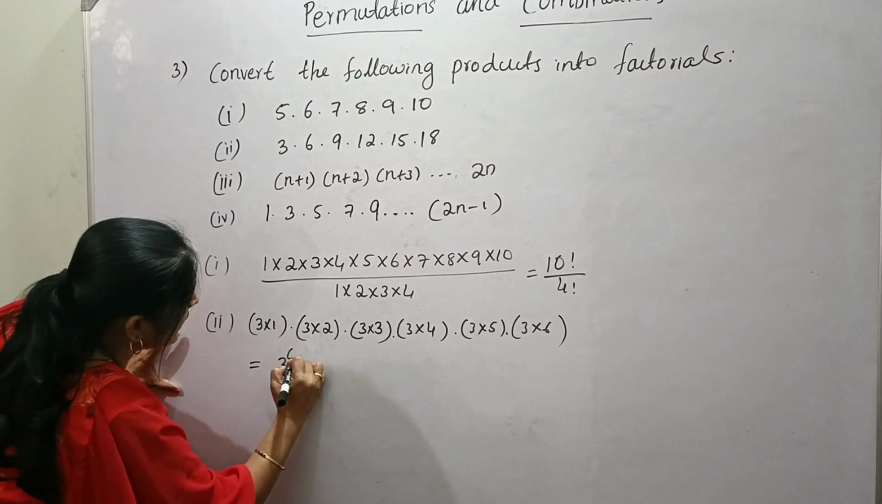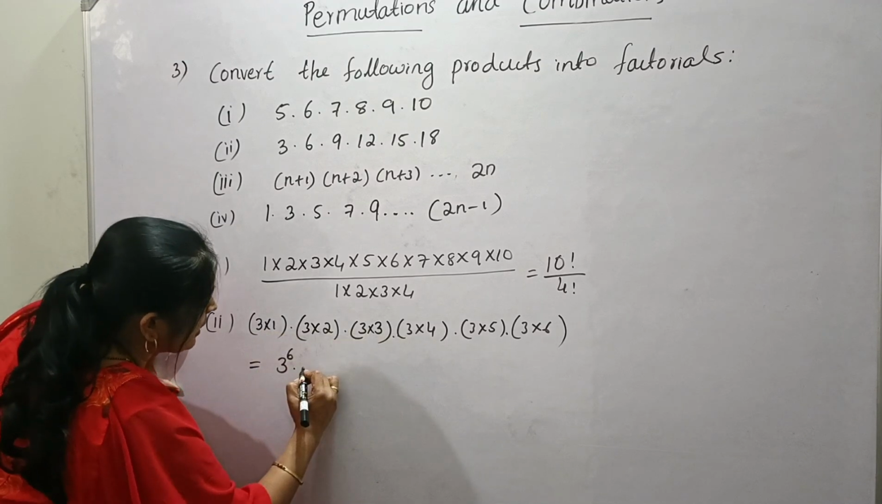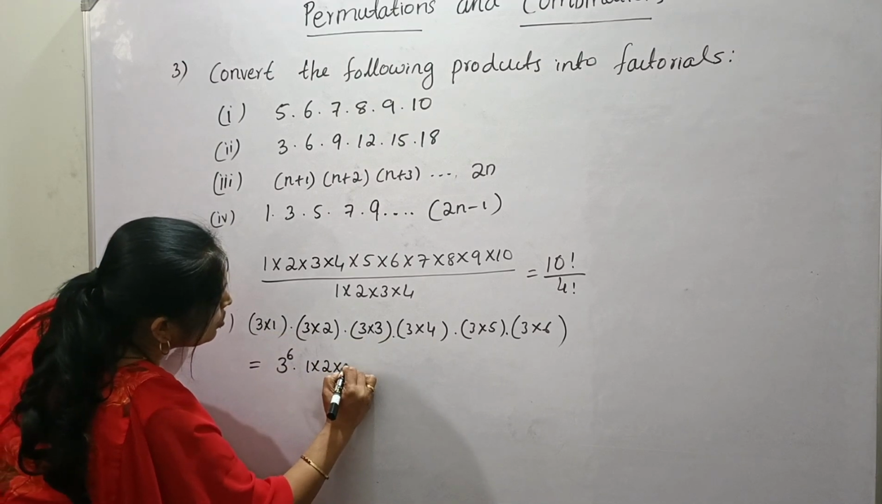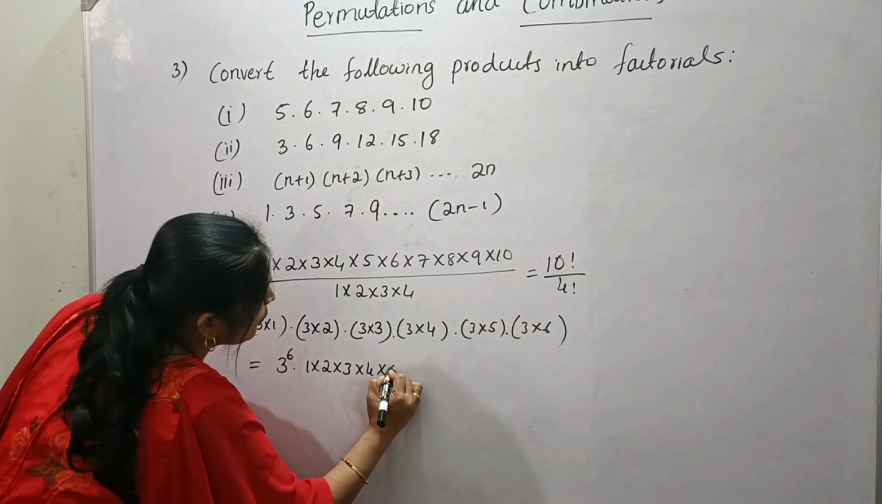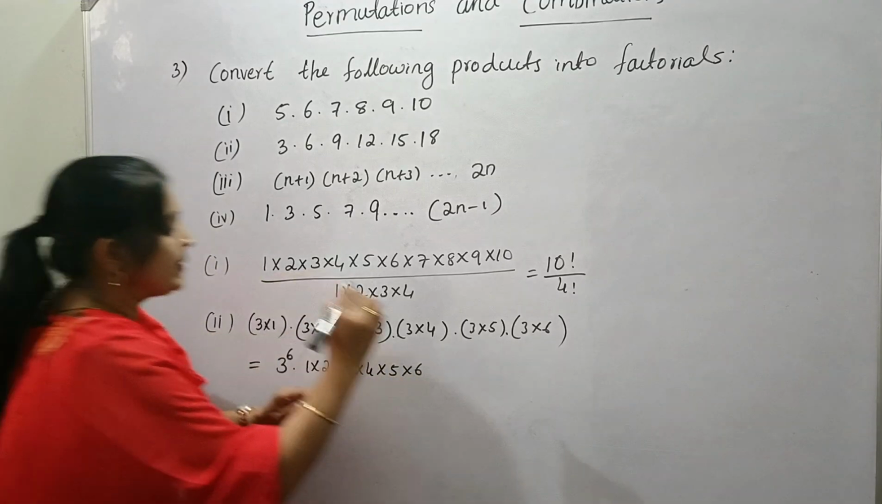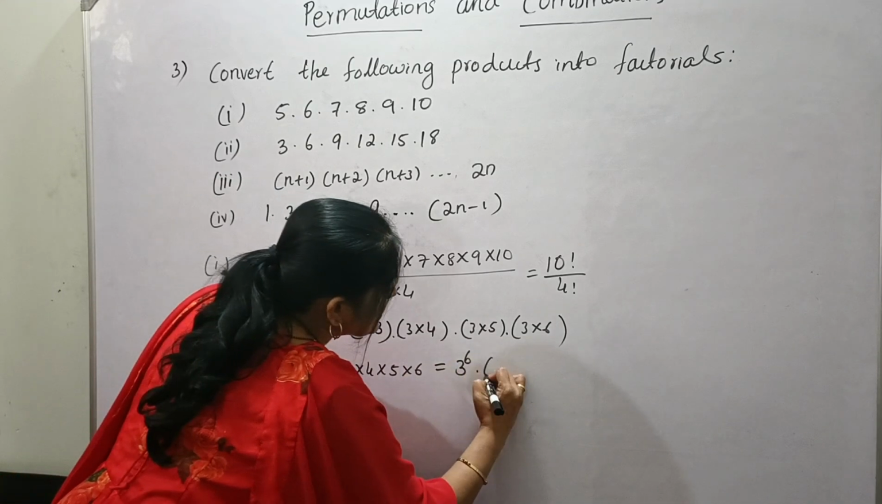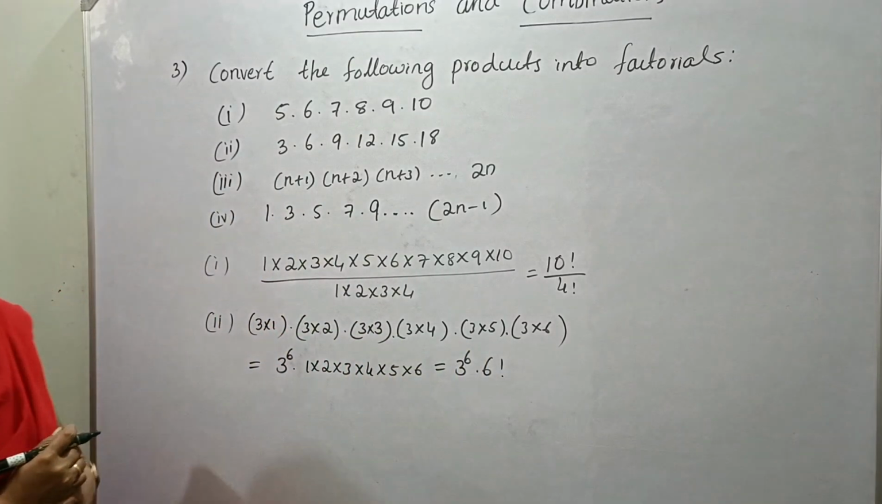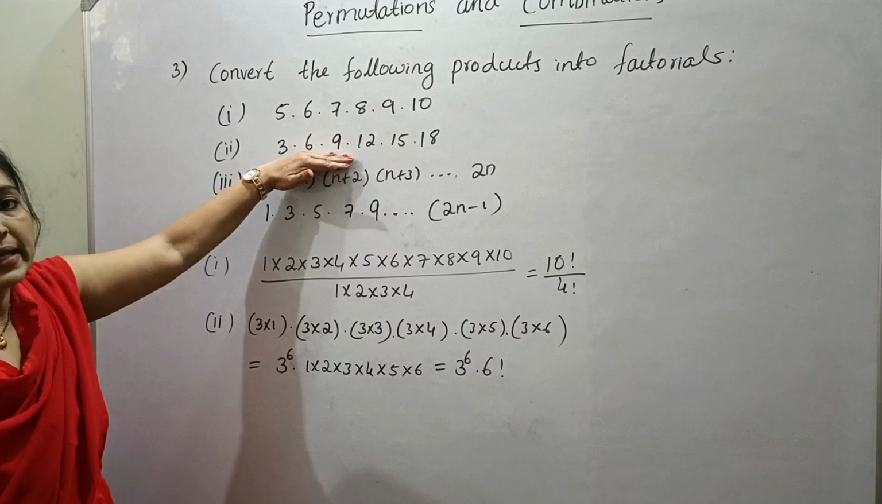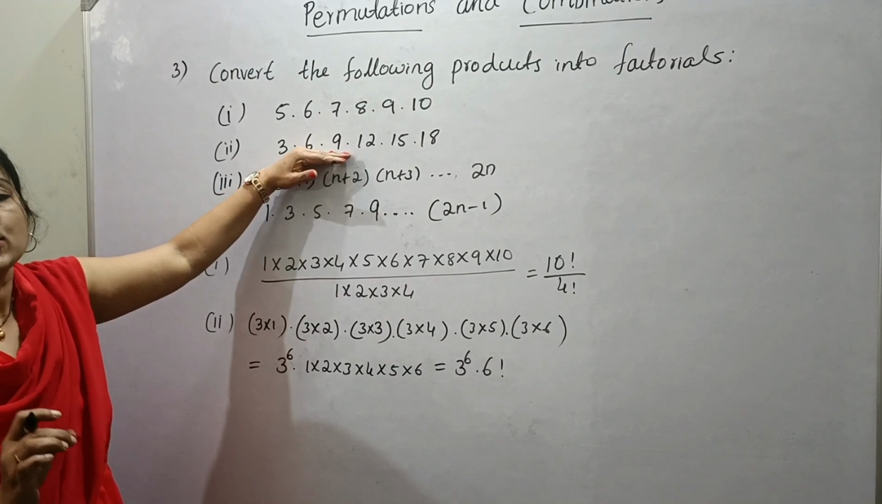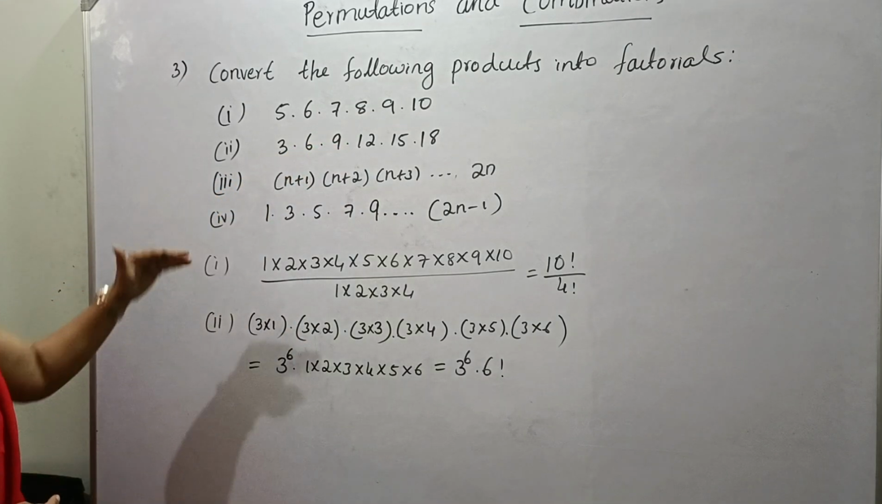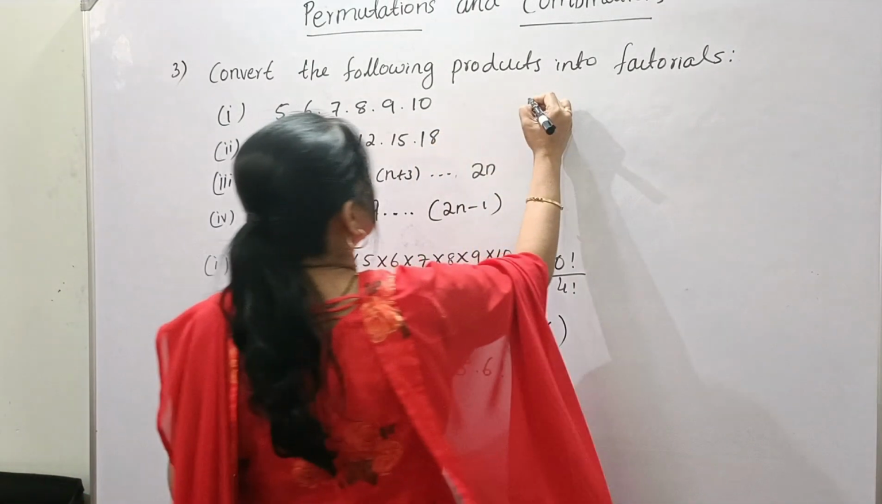So it is equal to 3 raised to 6 into the remaining numbers, 1 into 2 into 3 into 4 into 5 into 6. That is equal to 3 raised to 6 into, it is nothing but 6 factorial. Okay, so it is nothing but 3 raised to 6 into 6 factorial. Okay, now let us go through the third one.